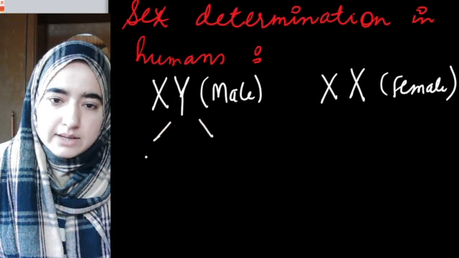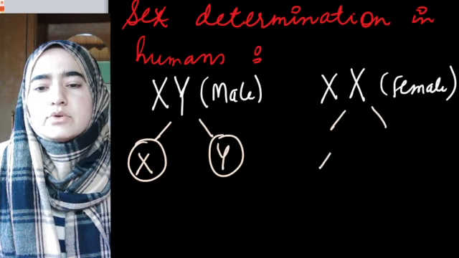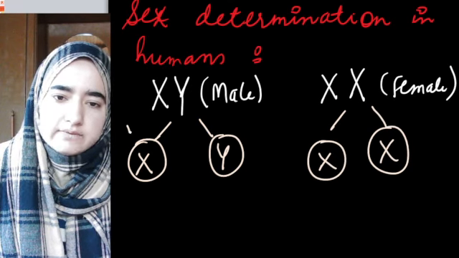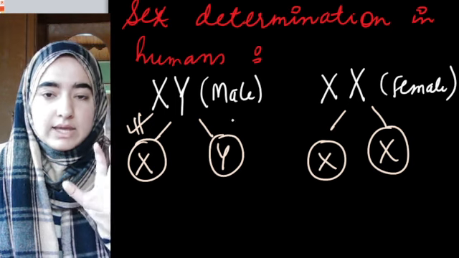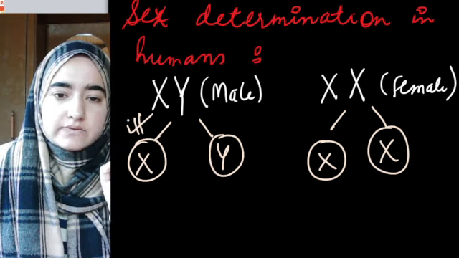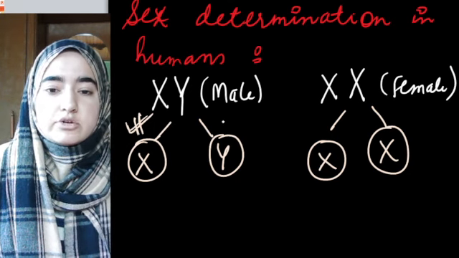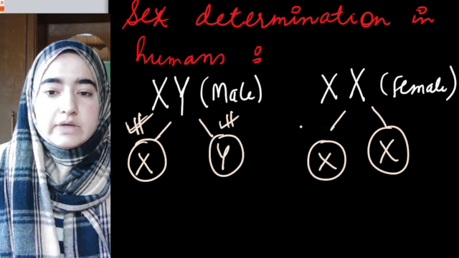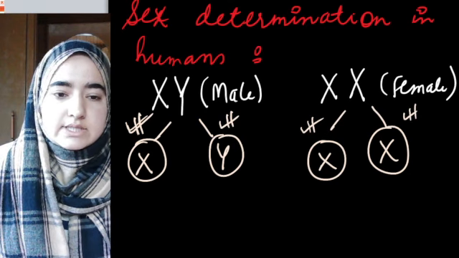Male will form two types of gametes, X and Y. Female will form two types of gametes, X and X, which are similar. That means 50% of the gametes of males will have X chromosomes, and 50% of the gametes of males will have Y chromosomes. Similarly, all the gametes of females will have the X chromosome.